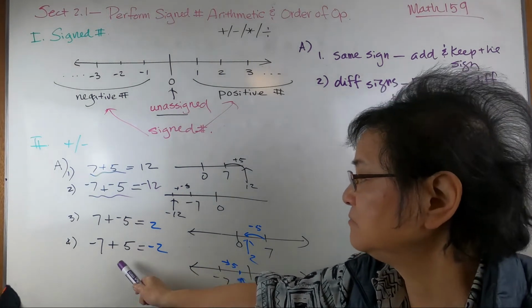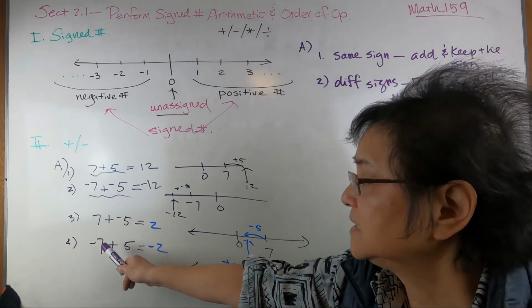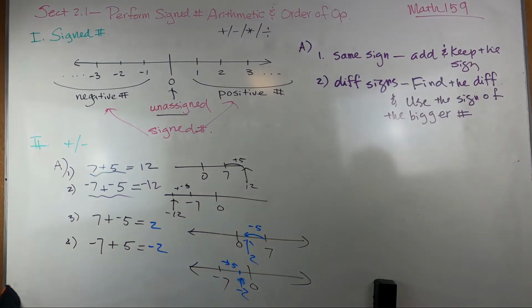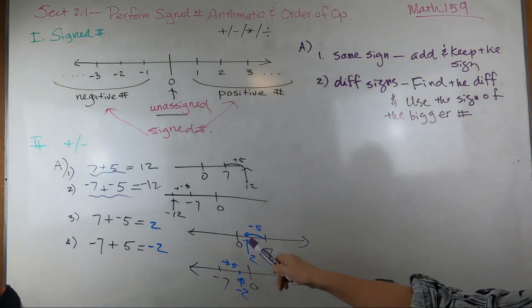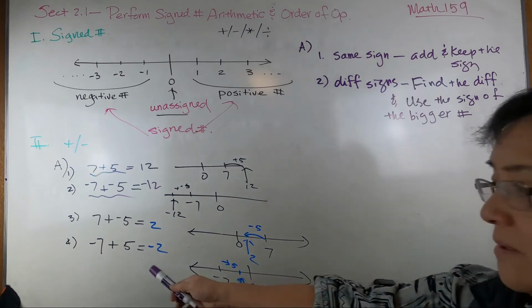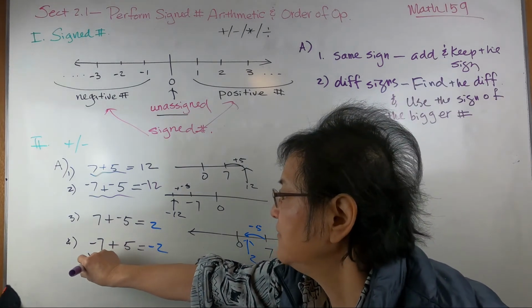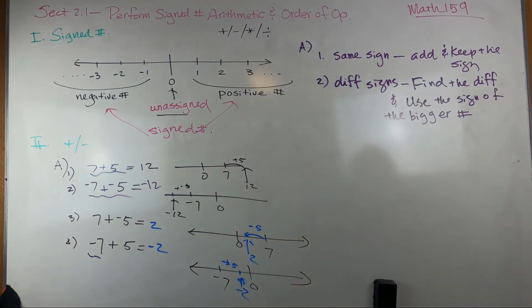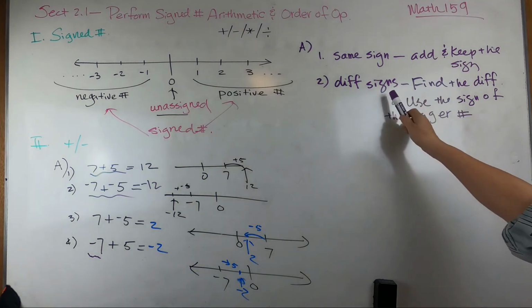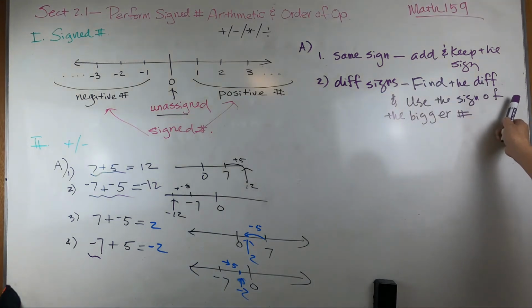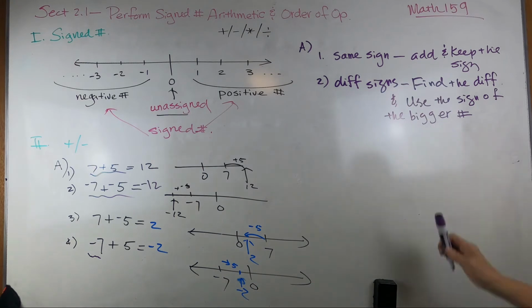If -7 plus 5, so -7, you go to the left more than you go to the right, you end up on the left. But you find the difference, 7 and 5, it's 2. But you keep only what? The left-hand side if negative is bigger. Okay, so different signs, find the difference and use the sign of the bigger number.